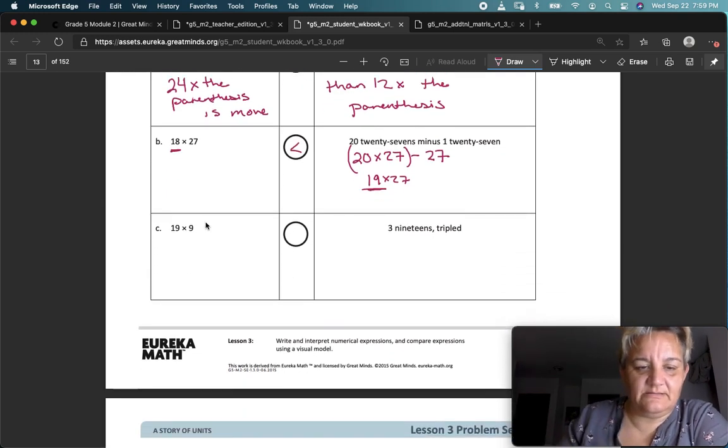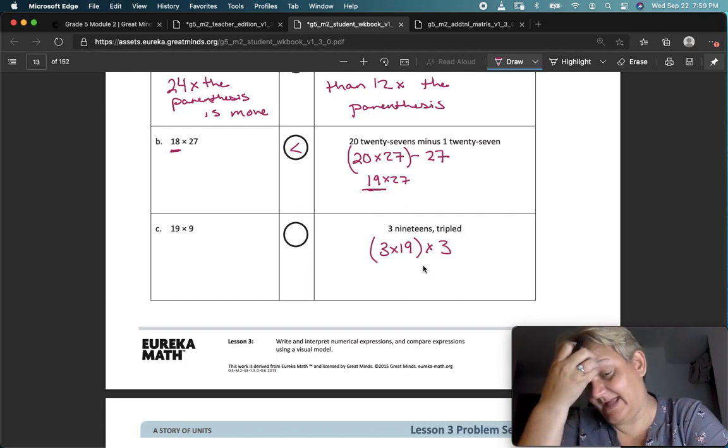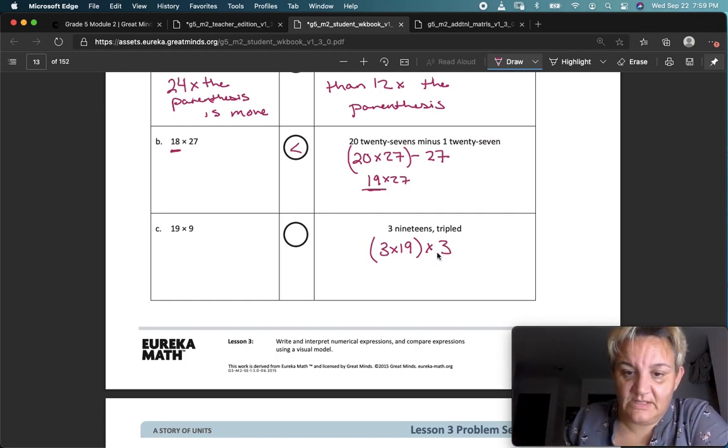And 19 times 9, or 3 times 19 times 3. Okay, well, 3 times 3 is 9, right? So I could just multiply that times that, and multiply that. And then I've got 19 times 9 on this side and 9 times 19 on that side, so they're actually equal.